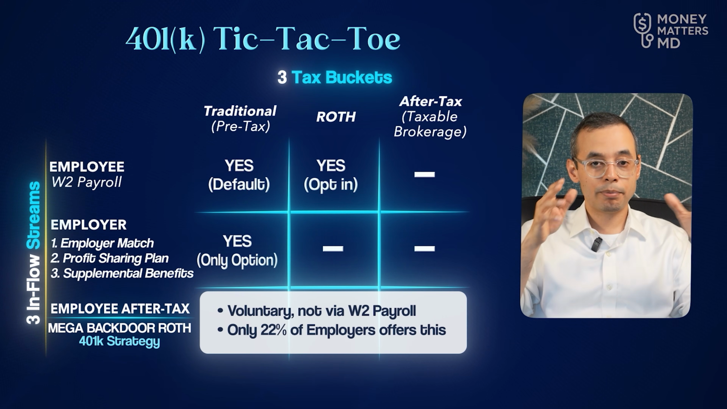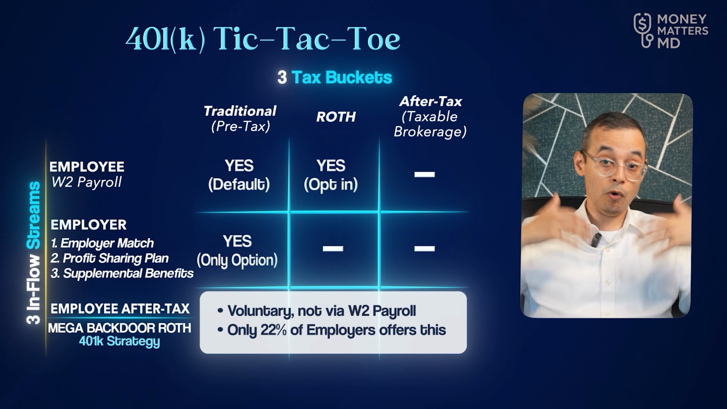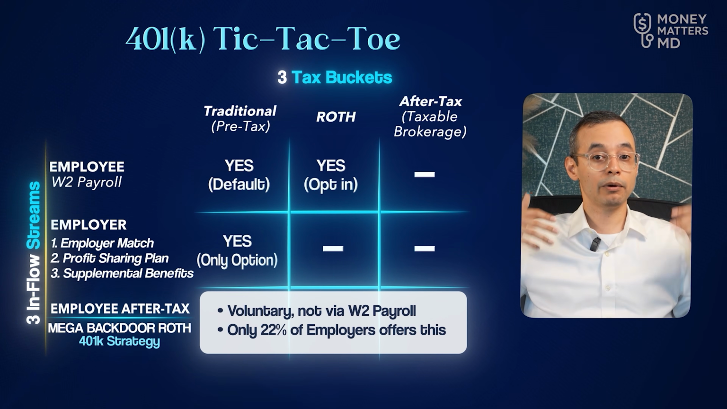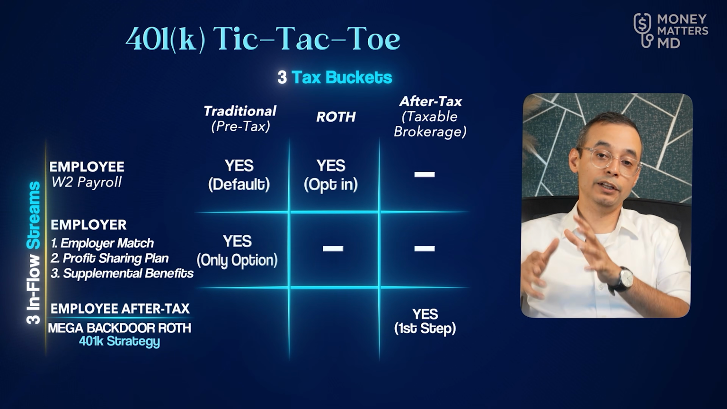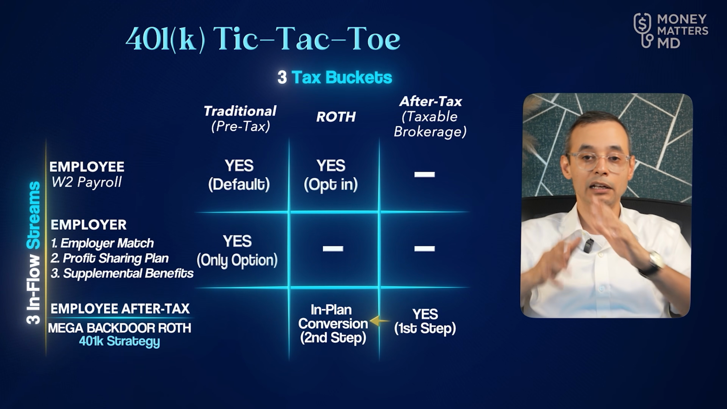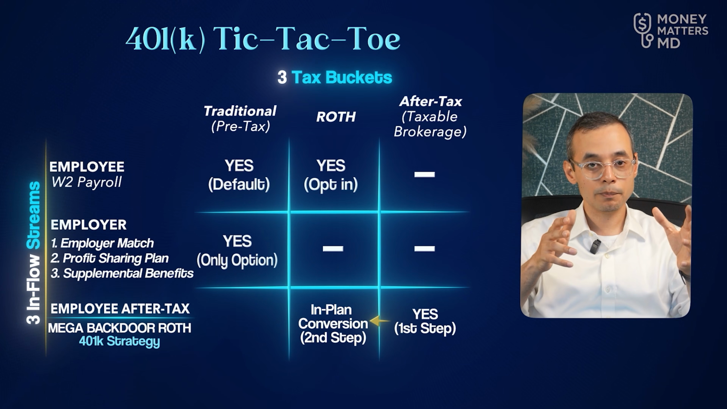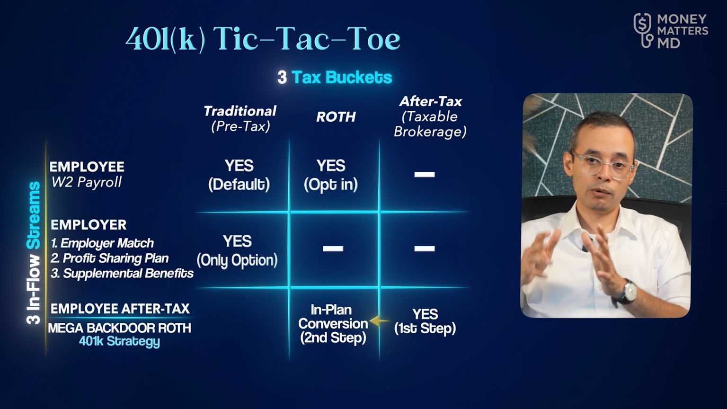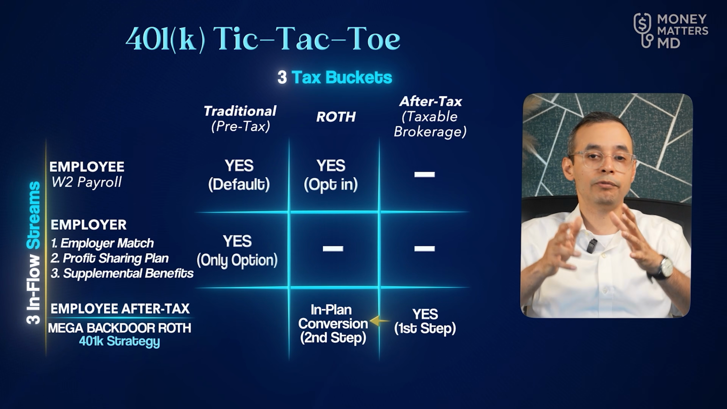So it's a two-step process in which the employee contributes their own money directly. You can't contribute from the paycheck. You have to contribute from your own bank account into the 401k plan, into the after-tax bucket first. And then you roll over the money into the Roth bucket. So it's an in-plan conversion, and there's no tax consequences for doing so. You also have the option of rolling over money from the after-tax bucket to a Roth IRA instead of the Roth 401k bucket.